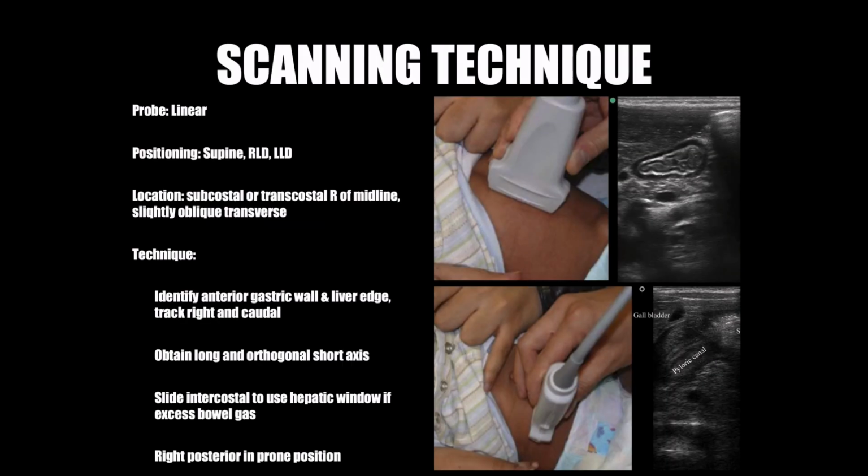When performing this study, again, you want to use a linear probe, and really any position that works. Typically supine is going to be the most common. You're going to want to place your probe in the subcostal or transcostal location just right of midline, and oftentimes in a slightly oblique to transverse orientation.